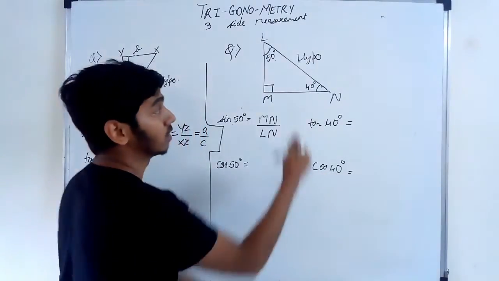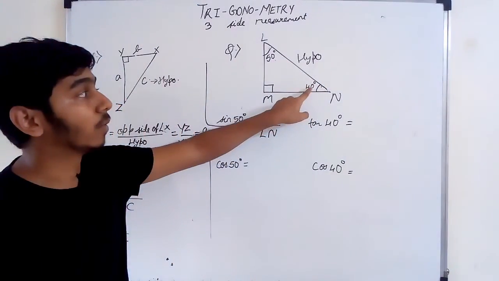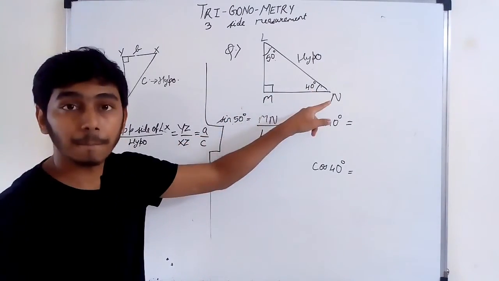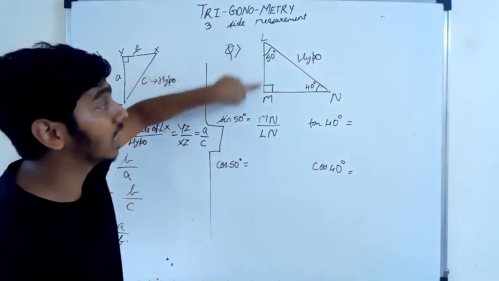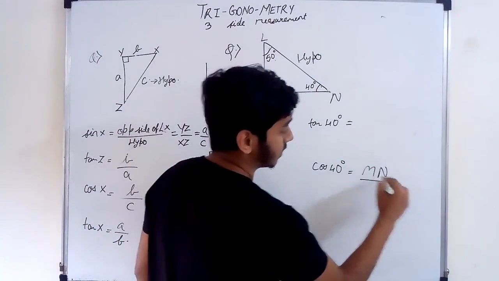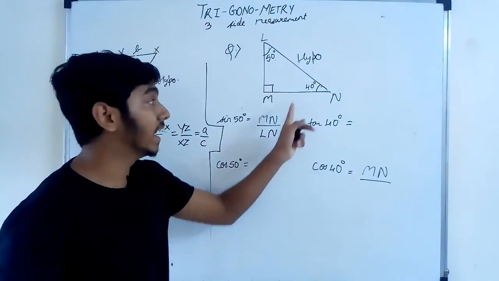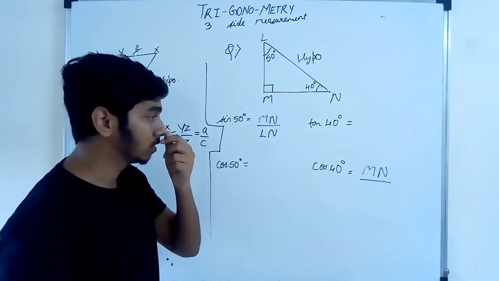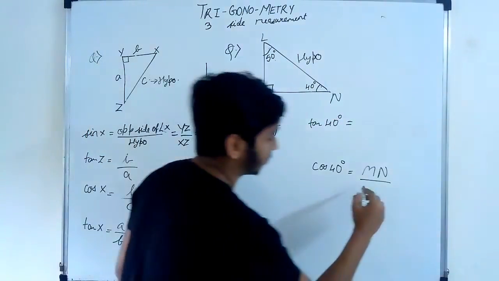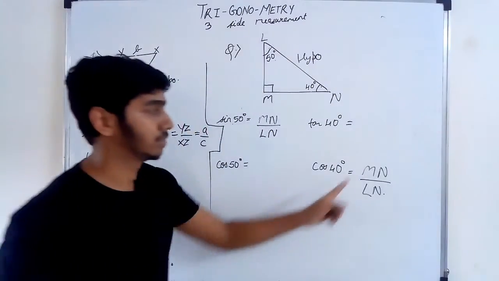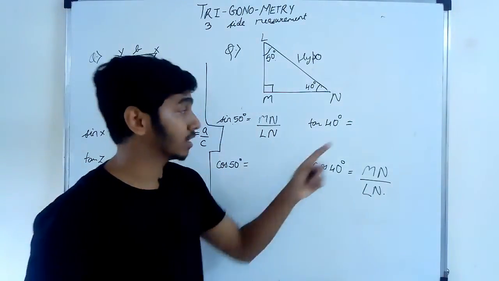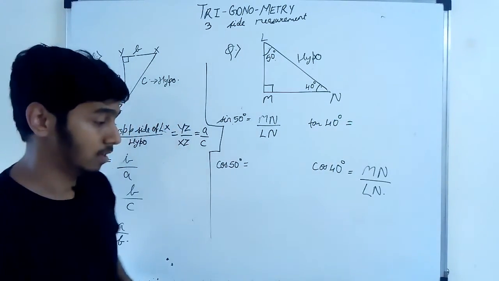Okay, cos 40 I'll show. This is 40 here. Now adjacent for 40 is what? Adjacent side, it's mn. Yes or no? Because opposite side of 40 is ln. Therefore mn is the adjacent side. Now you know cos is adjacent upon hypotenuse. So I would say adjacent is mn upon hypotenuse is ln. This is what it is. Okay. So I hope you have understood this. Try to find these two.